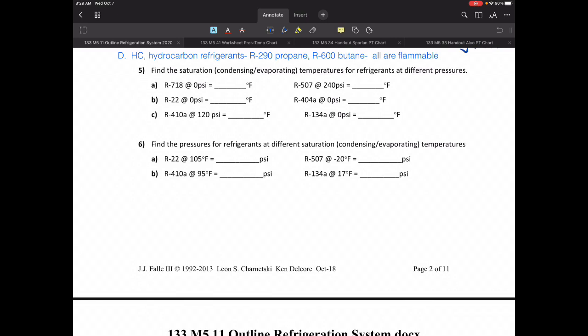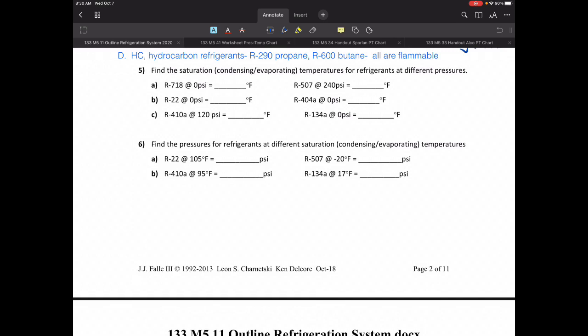I am looking to go through a little bit with you on items number 5 and 6 on the refrigeration module 5 outline. Specifically, we're going to take a look at how to use the pressure temperature charts to determine saturation temperatures and pressures for the different refrigerants. And we'll start out with item number A.